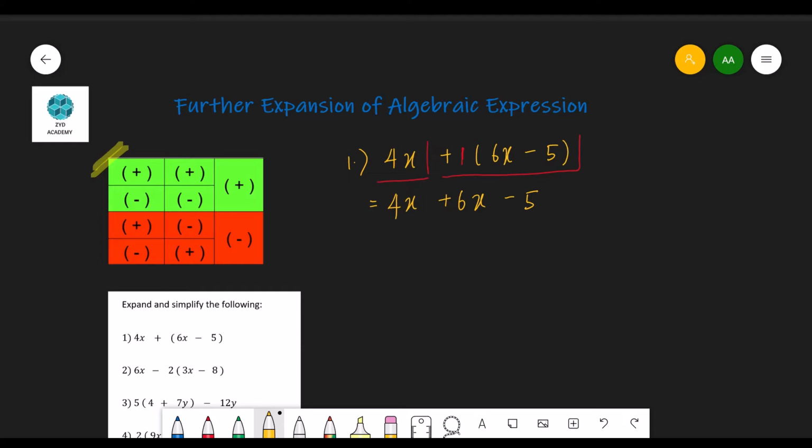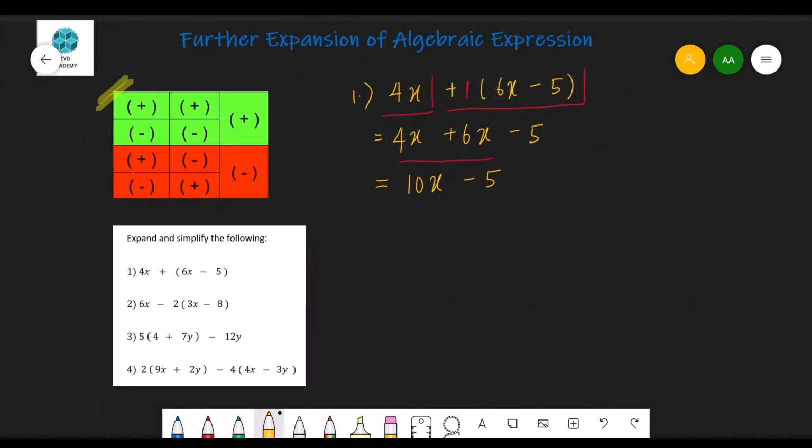So what do I need to do next? I need to simplify. I can only look at 4x plus 6x. They are the only like terms. So 4 plus 6 is 10, then we have x here, minus 5. This is how we expand and simplify question number 1. Let's look at number 2.